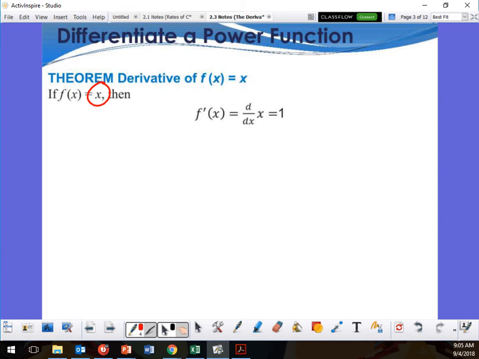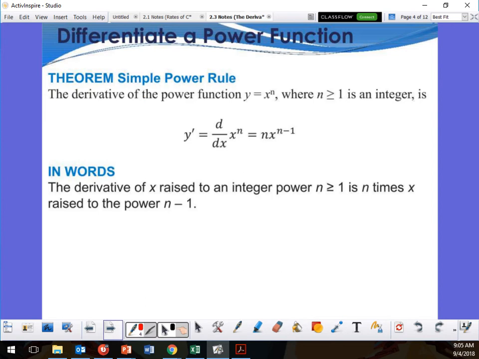Yes, to the first power, it has to do with the coefficient. The coefficient is just 1, so therefore, this is just going to be 1. All right, so the derivative of power function, y equals x to the n, where n is greater than or equal to 1, is an integer. So that n goes from my exponent out to the front, and then for my exponent, I take 1 away from that exponent.